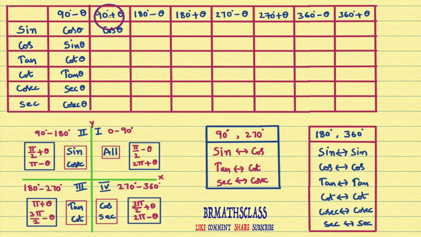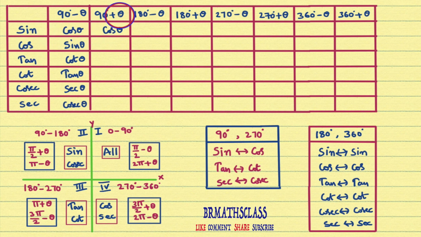Listen here, pi by 2 plus theta, which quadrant? Pi by 2 plus theta is the second quadrant. In the second quadrant, what is sine? Look here only, don't look here. Look here, this is the question. Pi by 2 plus theta is in the second quadrant. In the second quadrant, sine is positive. So this is plus cos theta.